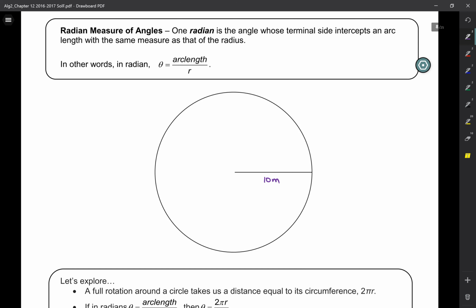So now your coach says, all right, you're going to start here. He puts a pedometer on you. We all know what a pedometer is. It counts how many steps you take. It tells you the distance that you've walked. And he says, all right, start walking along here. You have to walk the same distance as the radius. So how many meters are you going to walk? 10 meters. So you walk 10 meters.